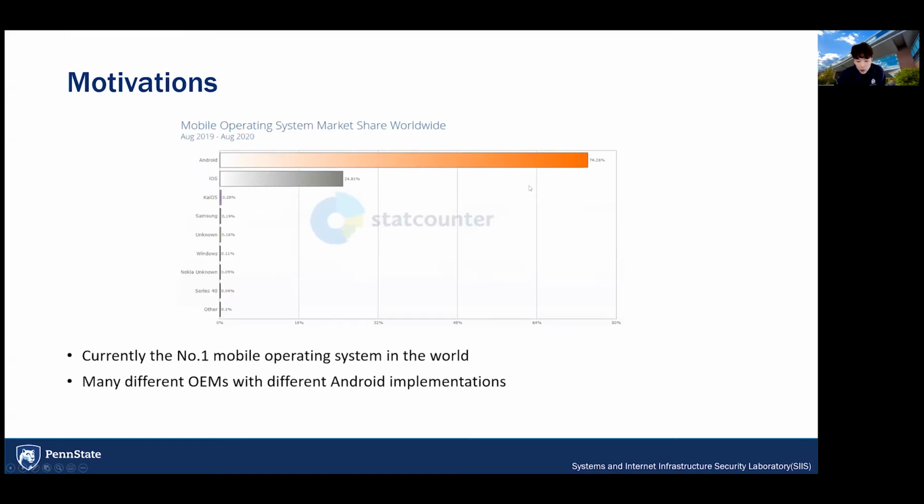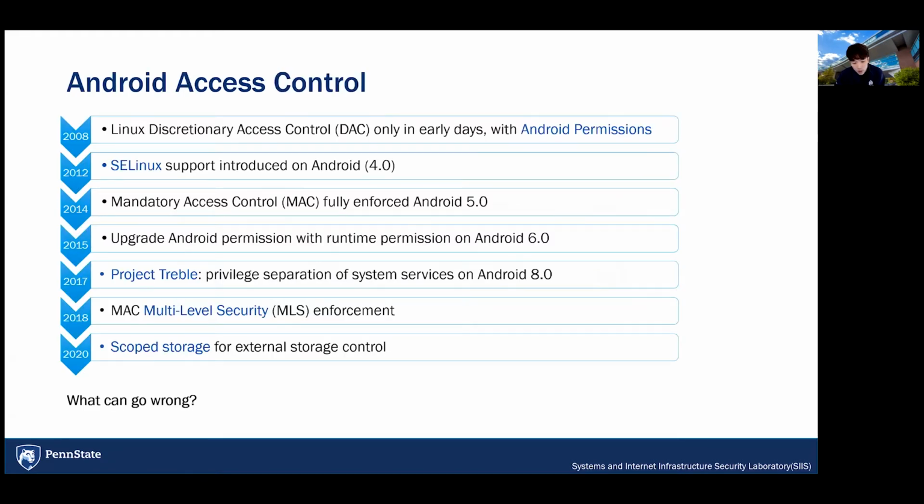So first, the motivations. Android is currently the number one mobile operating system in the world. Due to its open source nature, there are many different OEMs with different implementations. In terms of the access control in Android, there are many major changes throughout the years.